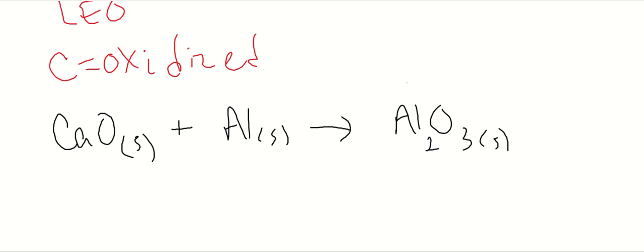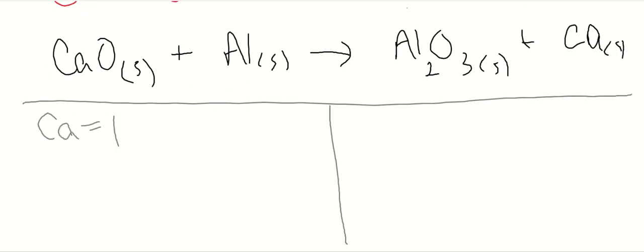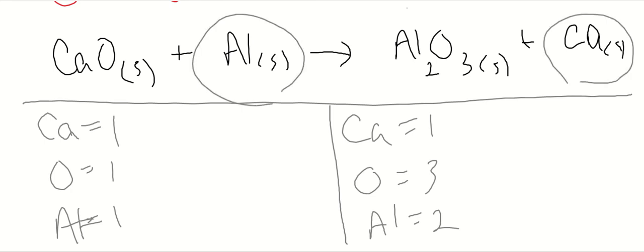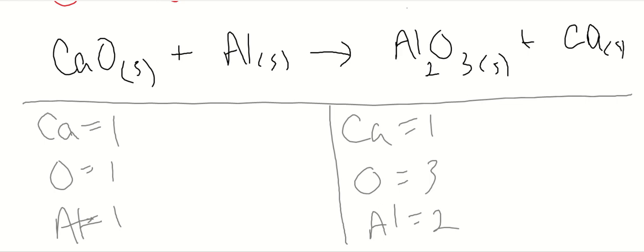You can expect. Calcium, we have 1 on the reactant side. Oxygen, we have 1. Aluminum, we have 1. On the product side, in the same order, 1, 3, and 2. Aluminum is all by itself here, and so is calcium. I'll do those last. So I'm going to do oxygen first. Multiply the left side where you see oxygen by 3 to balance that out. That's going to turn calcium into 3 as well.